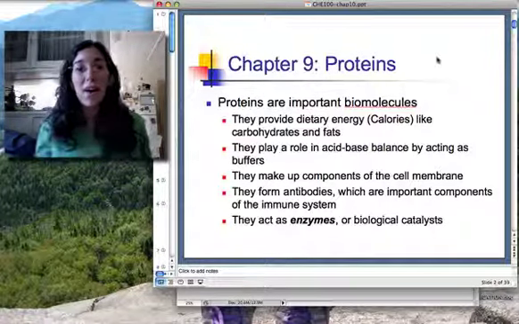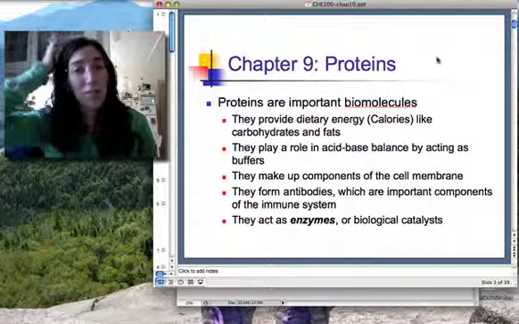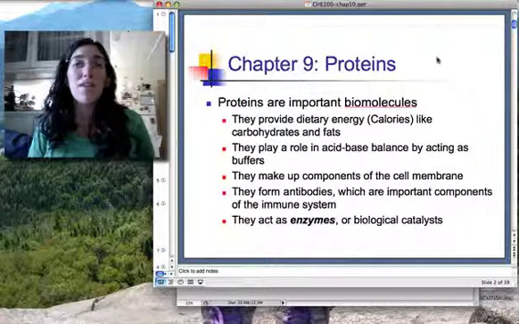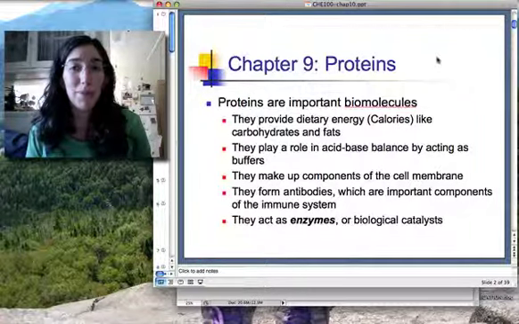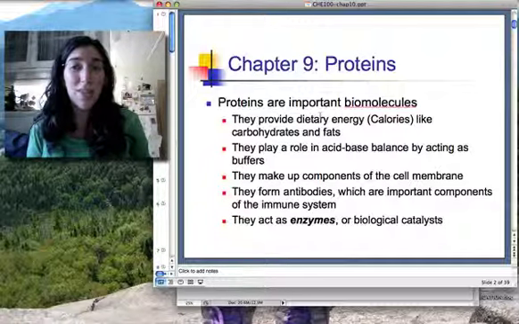Just like fats and carbohydrates, they provide calories in our diet. So they do provide us with energy, and we will talk about that in more detail in Chapter 12 about how each of these different nutrients provides us with energy, or ATP.